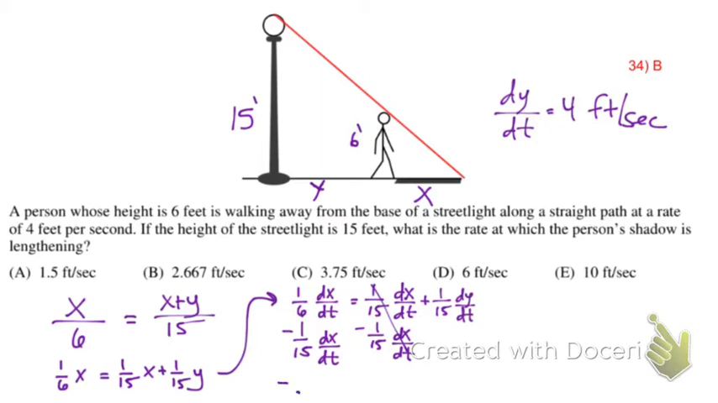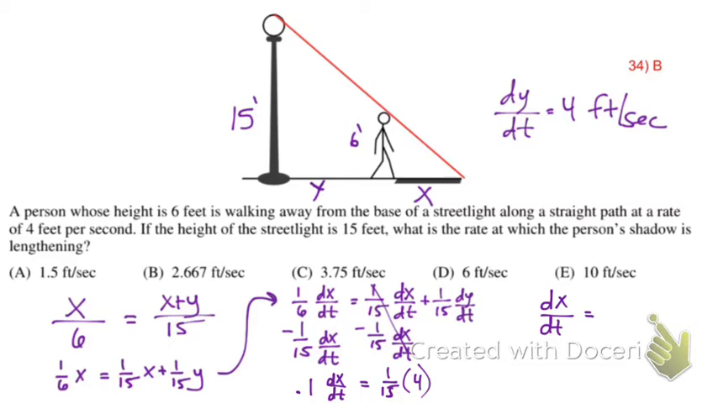So positive 0.1 dx/dt is equal to 1/15 dy/dt. And remember, we actually know what dy/dt is from the very beginning. We wrote that down, that dy/dt is equal to 4 feet per second. So I'm going to put 1/15 times 4. So if I solve this equation for dx/dt, I get that dx/dt is equal to 1/15 times 4.